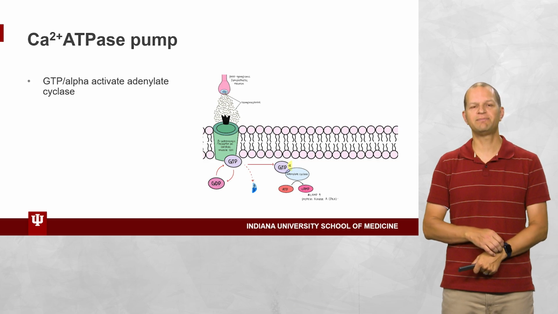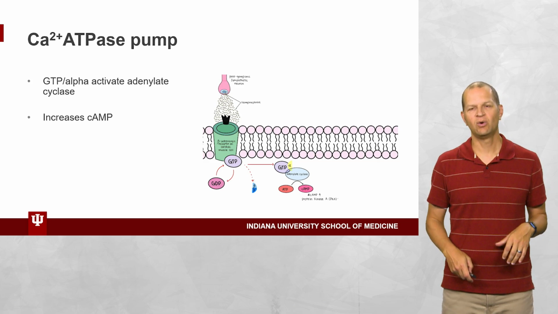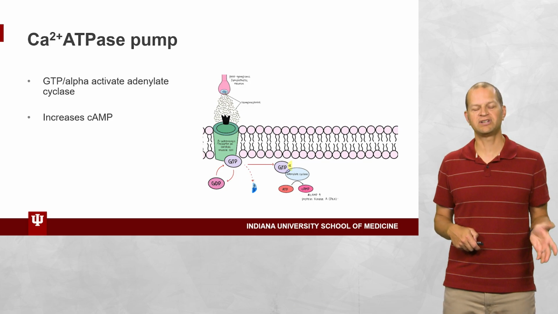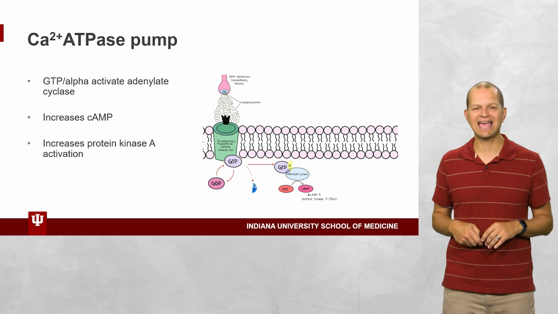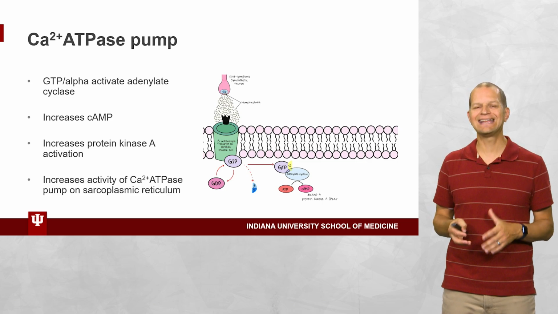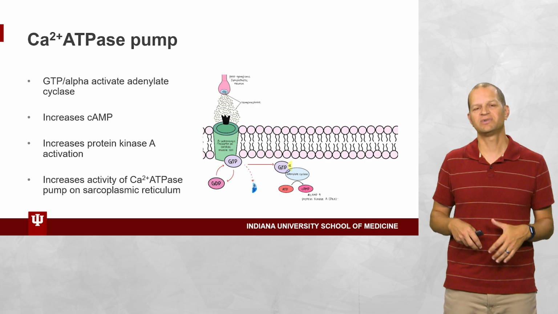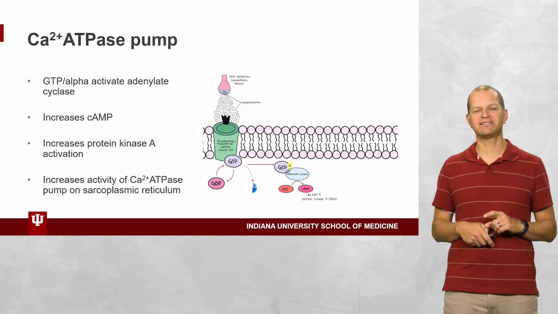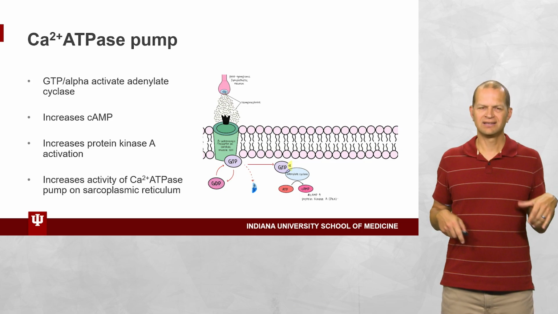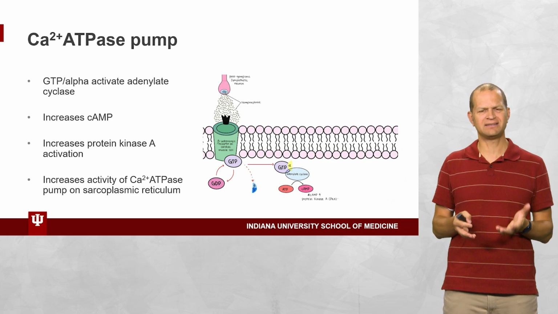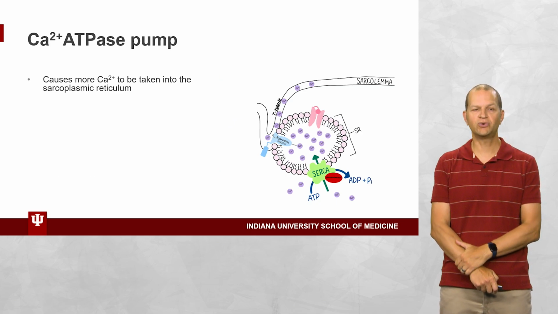Okay, so GTP and alpha in this pathway will activate adenylate cyclase, which will lead to the production of more cAMP. cAMP will activate protein kinase A, and what protein kinase A does is it increases the activity of this pump. So as a result, more calcium is taken back up into the sarcoplasmic reticulum. Okay, that might seem a little counterintuitive because you're like, more calcium in the sarcoplasmic reticulum, that leads to fewer cross bridges. That is true.